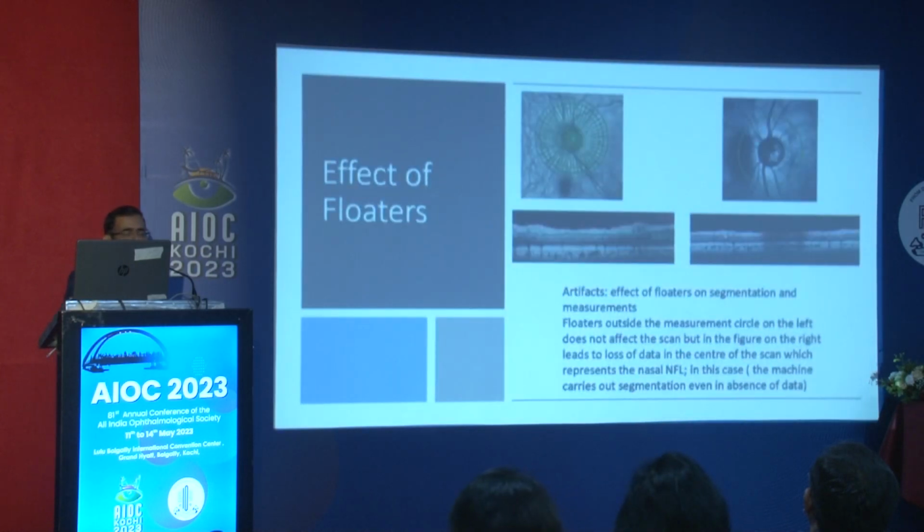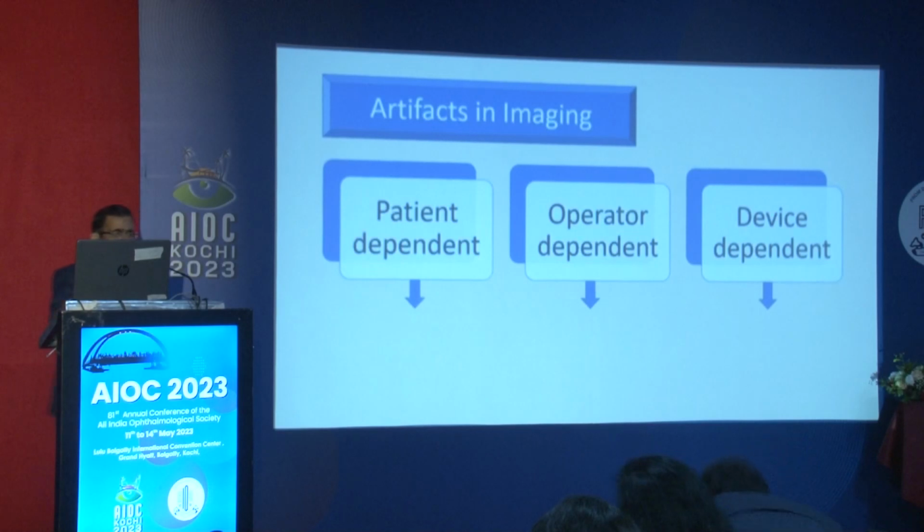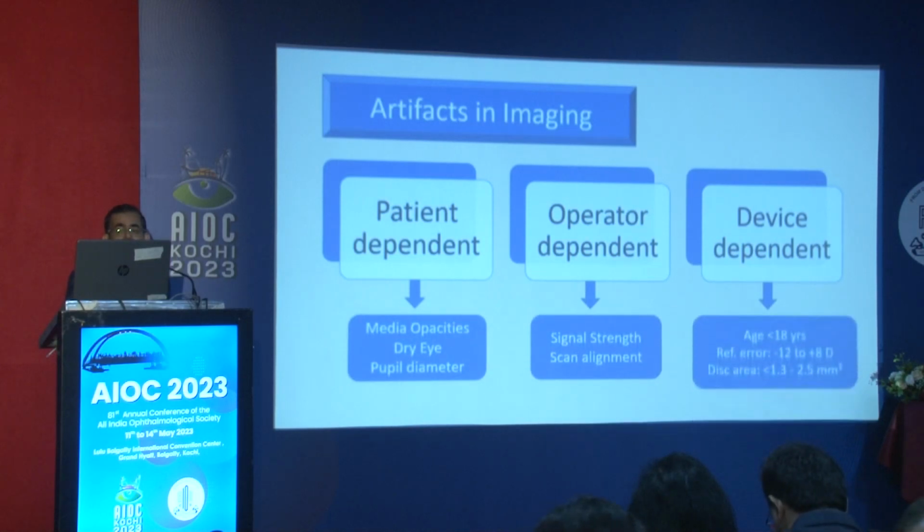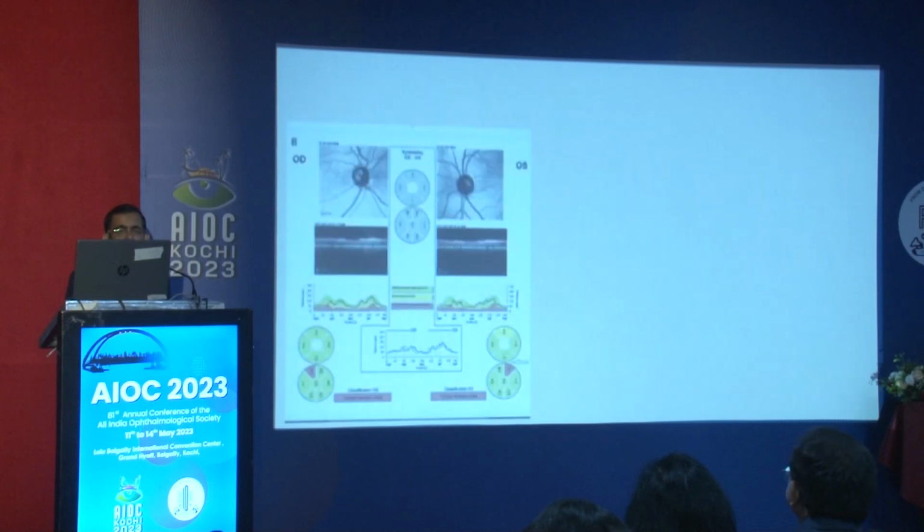Sometimes a floater comes in the path of the calculation circle and we get lower RNFL values. If we ask the patient to blink and the floater moves away from the calculation circle, then the values are back to normal. All these artifacts can be broadly divided into 3 groups: patient dependent, like media opacities; operator dependent, like signal strength; and device dependent, because of the limitations of the normative database.